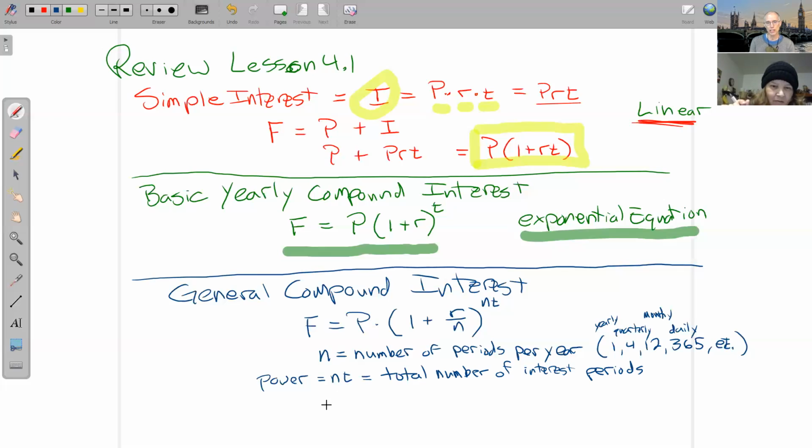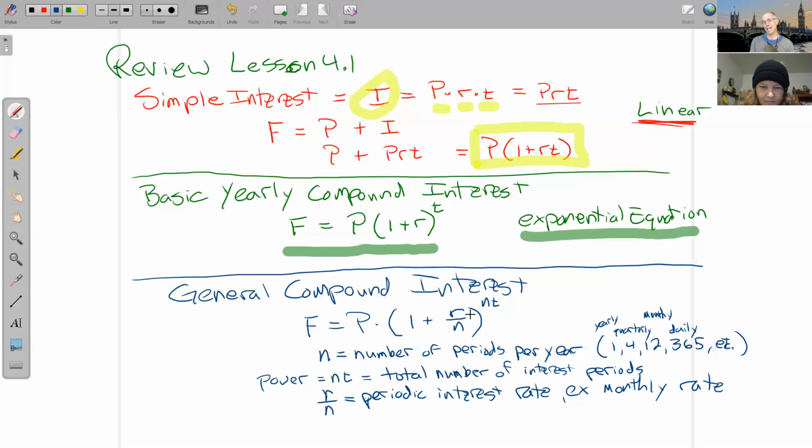Other important thing is this r over n here. That's another important part of this formula. So r over n, this is the periodic interest rate. Right, so for example, it could be a monthly rate. And we'll look at that in just a minute in a particular example.